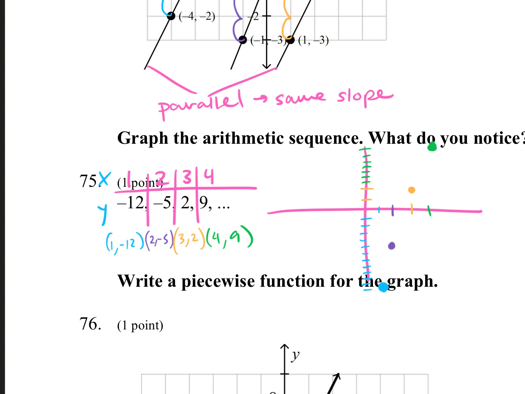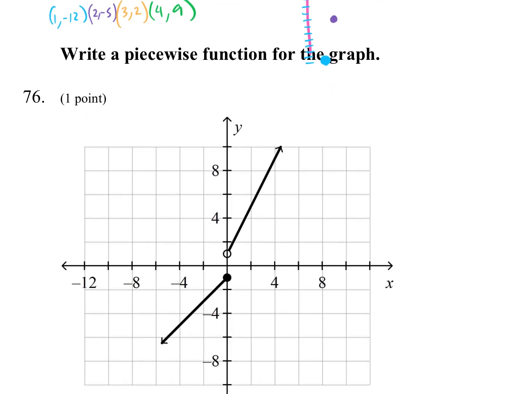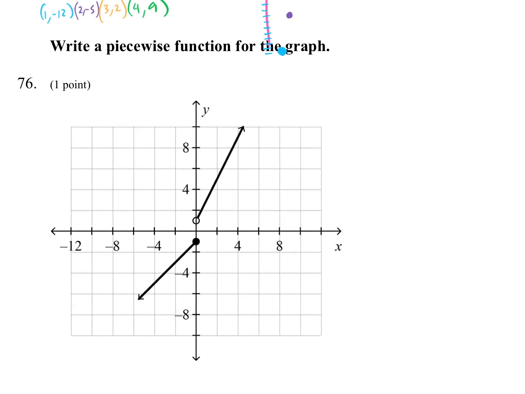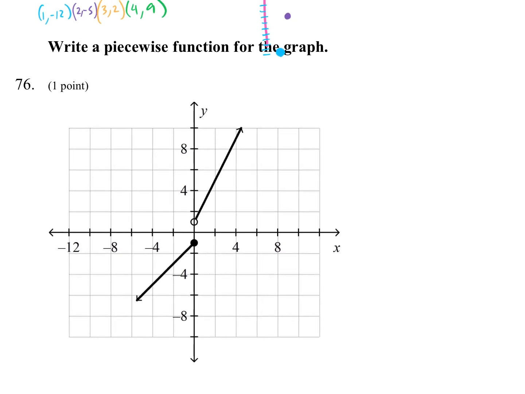And our dots will make a straight line because it's an arithmetic sequence, so they all have the same slope, but you don't connect them with a line. Right, for 76, we are writing a piecewise function for the graph. So for piecewise, how many pieces do I have here? 2. So I'm going to leave space for 2 pieces. We always start from left to right.